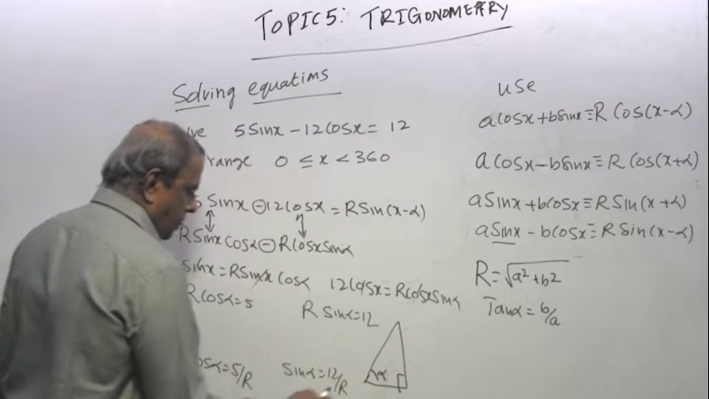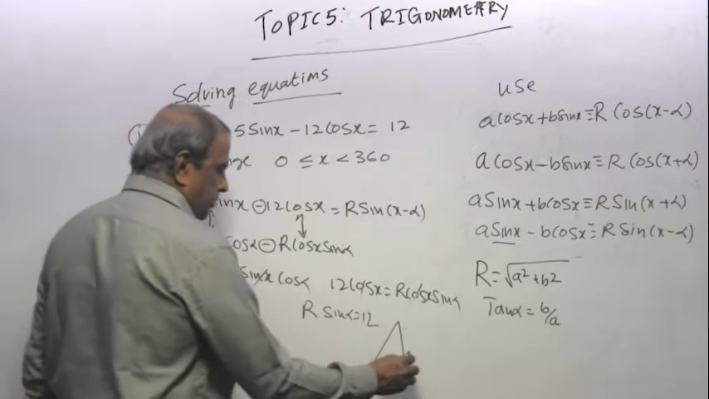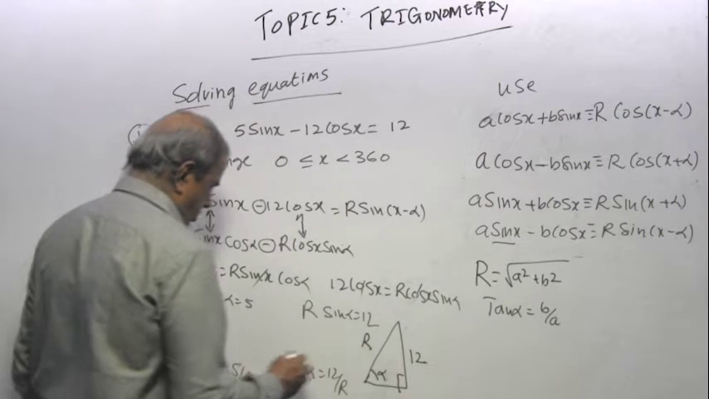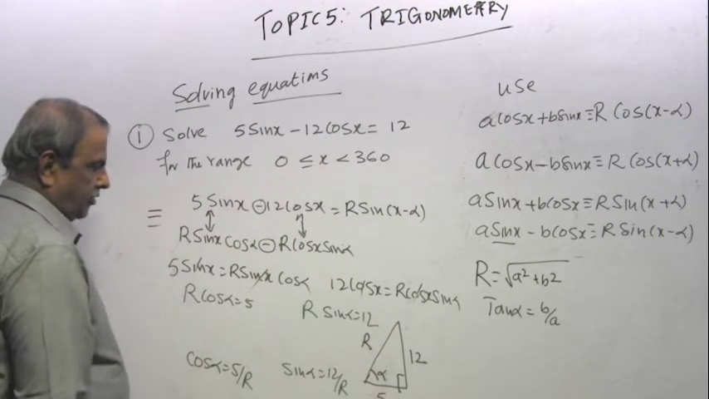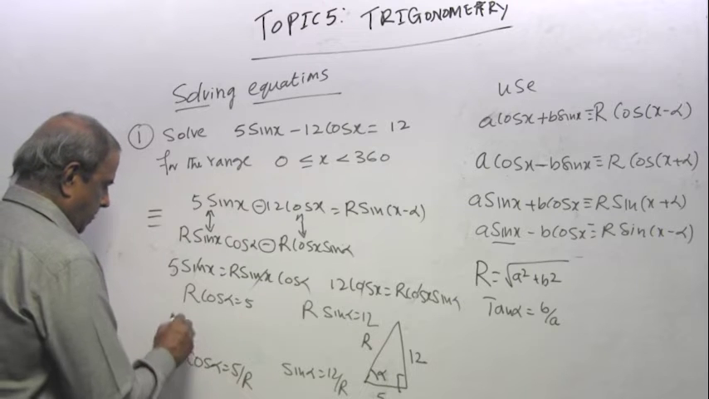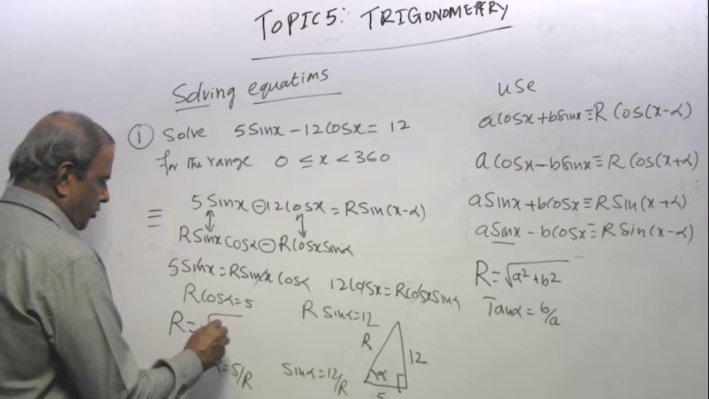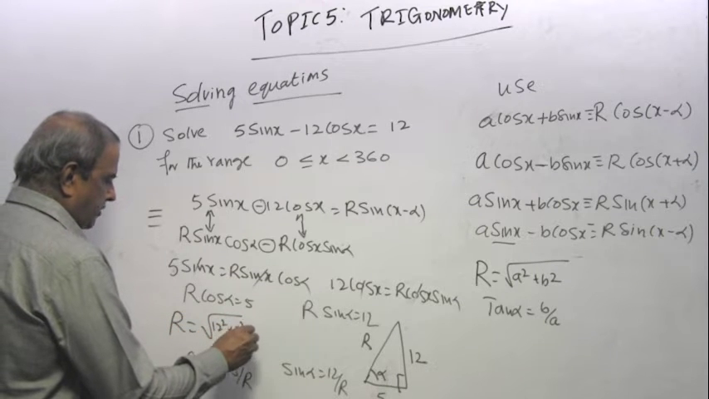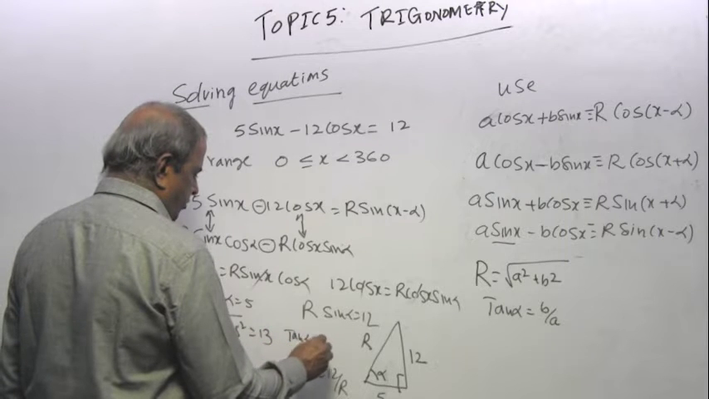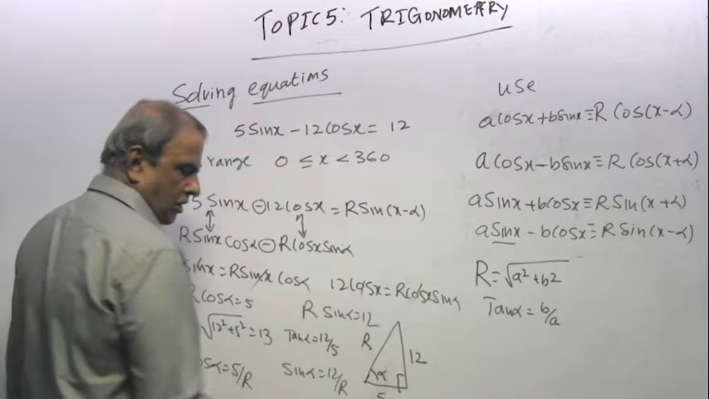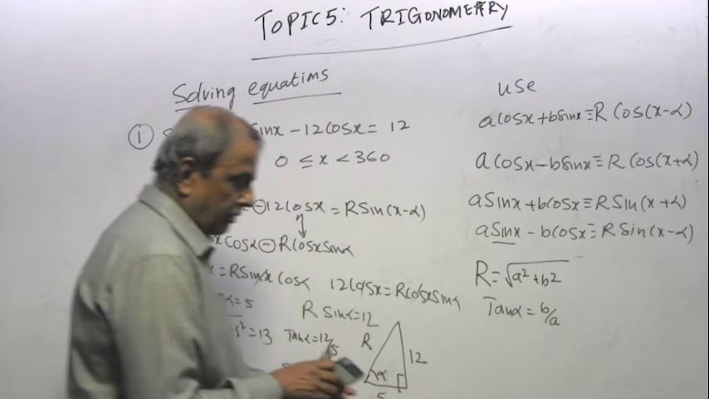That is alpha. Sin is opposite over hypotenuse. Cos is adjacent over hypotenuse. So what is your r? r is the root of 12 squared plus 5 squared, which is 13. Tan alpha is 12 over 5. Okay, let's find the answer for 12 over 5.